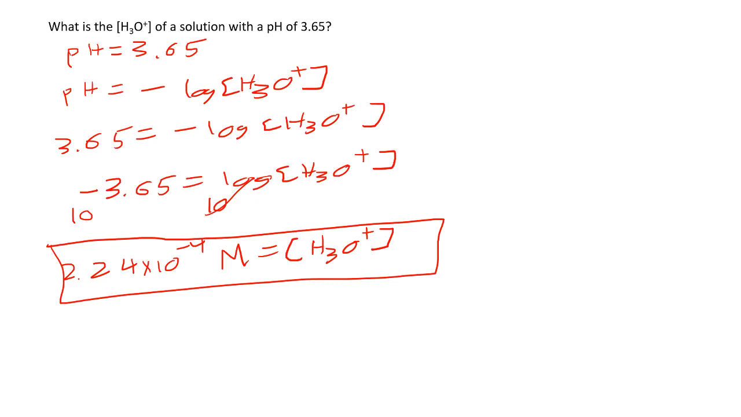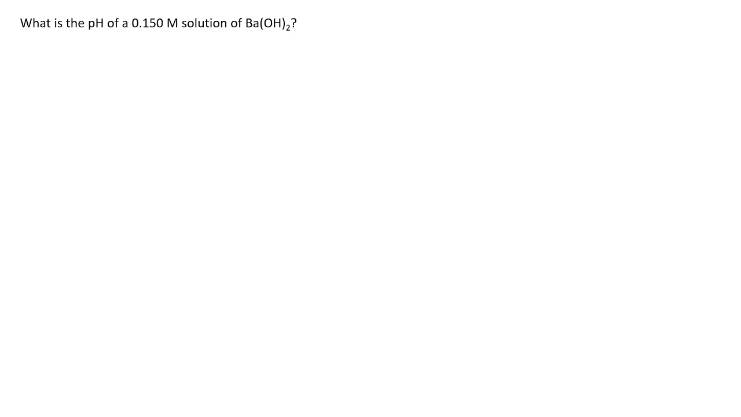So now let's look at something that is a tiny bit longer, but still in the fairly straightforward camp, the quick type of problem. So here, what is the pH of a 0.150 molar solution of barium hydroxide? The first thing to identify is that barium hydroxide is a strong base. That's important because then you don't have to worry about an ice table. We can assume that it fully breaks down.